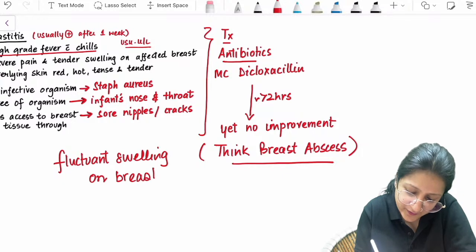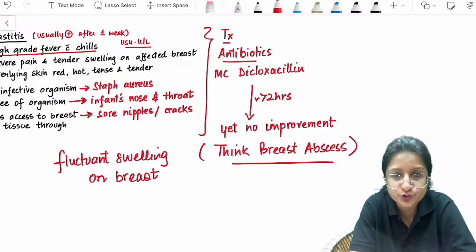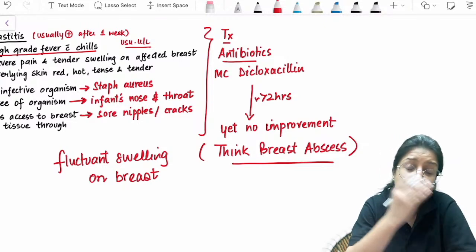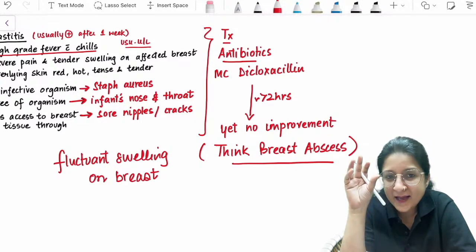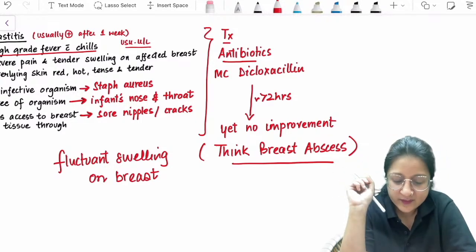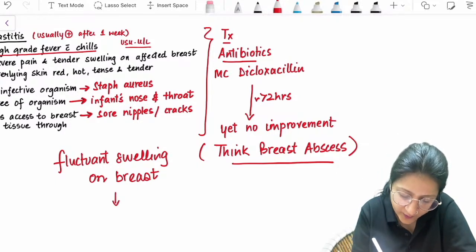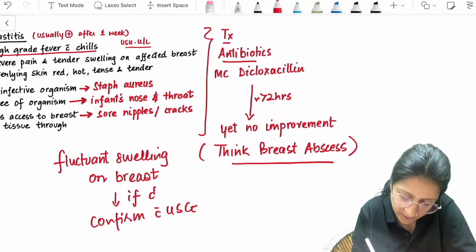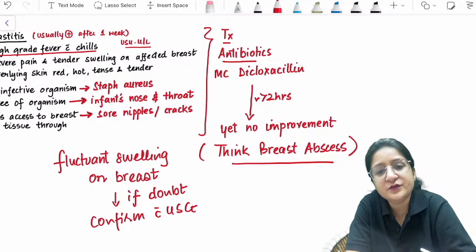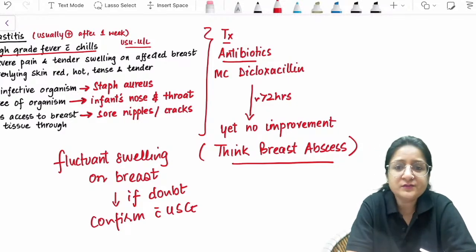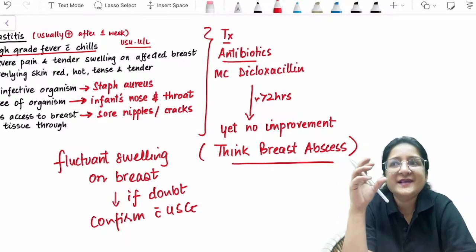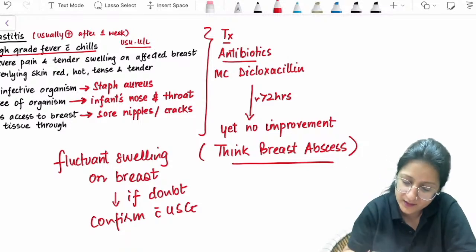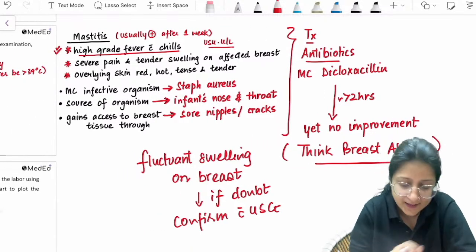Sometimes this can be very difficult to appreciate on the loose breast tissue in the postpartum period. Fluctuancy, this you read about in surgery. Fluctuant swelling is an abscess, right? So fluctuant swelling on breast could be appreciated. If there is any doubt, we can always confirm with ultrasound, and we can make the diagnosis of breast abscess. Most situations, it will begin like this. A woman presented with mastitis, given appropriate treatment, but still there is no improvement in her situation. Then we think about the possibility of breast abscess.